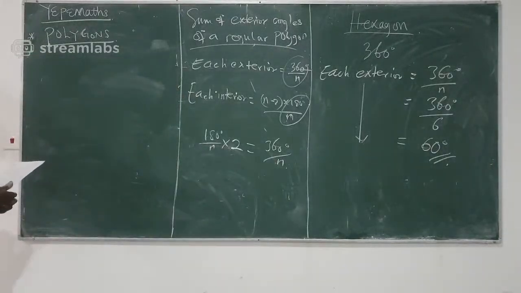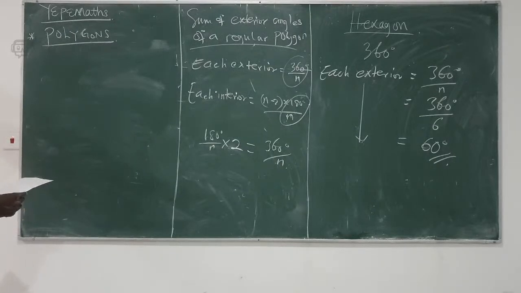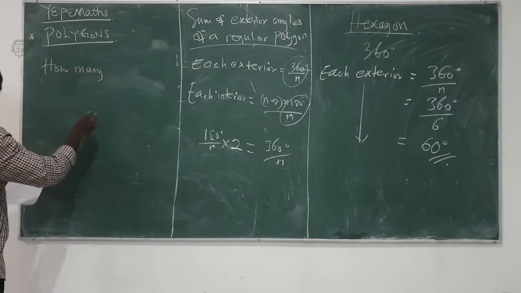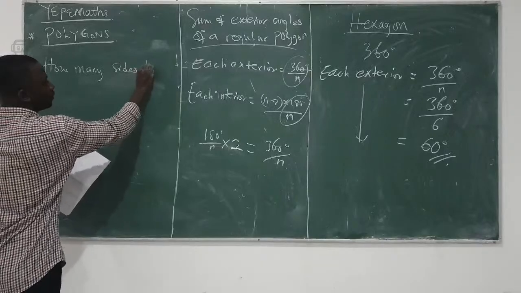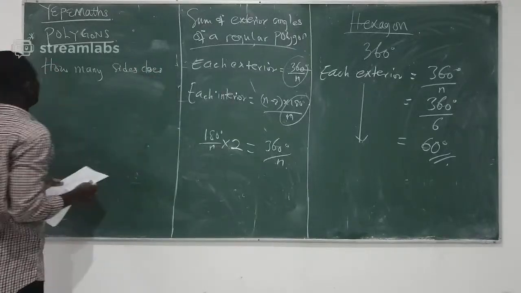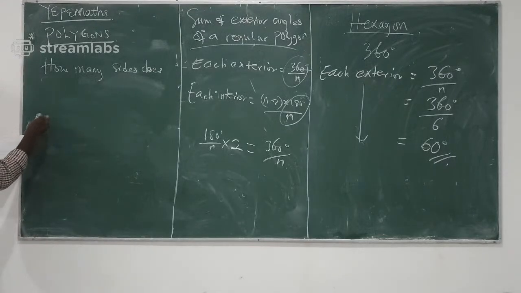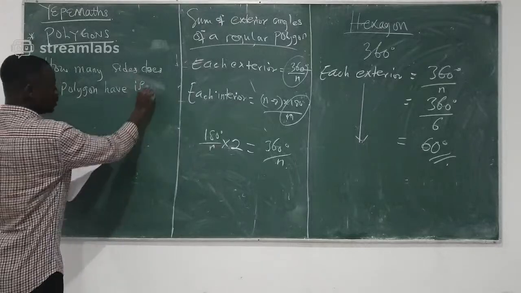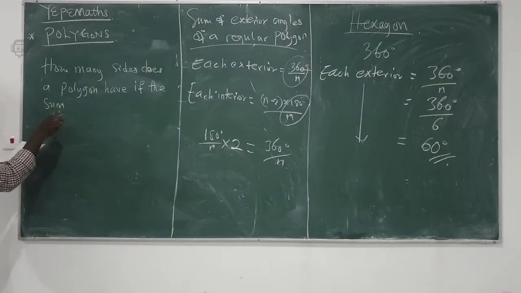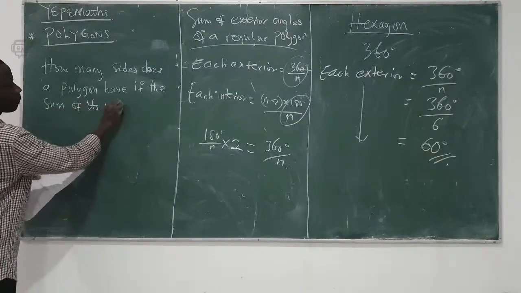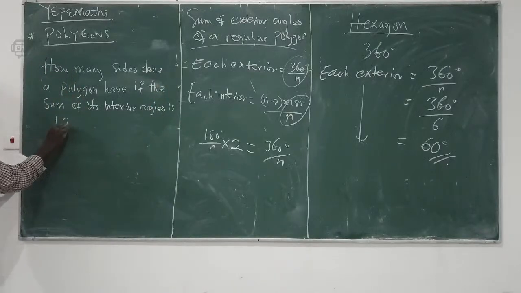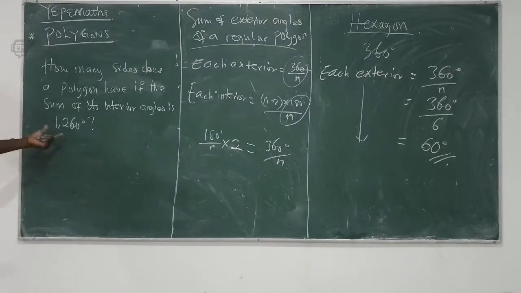So our first question we are going to consider says: how many sides does a polygon have if the sum of its interior angles is 1260 degrees? They always change the question, but the answer you put together is the same. So we have solved a question under this.